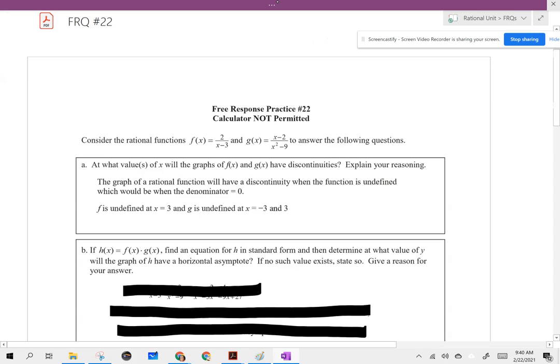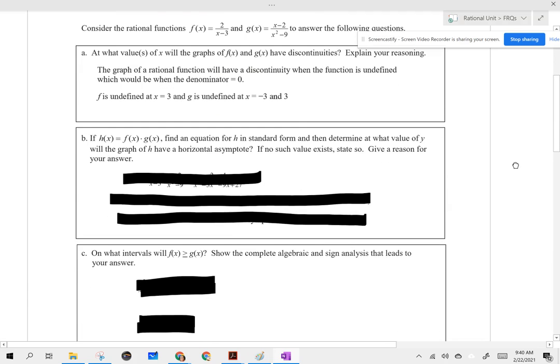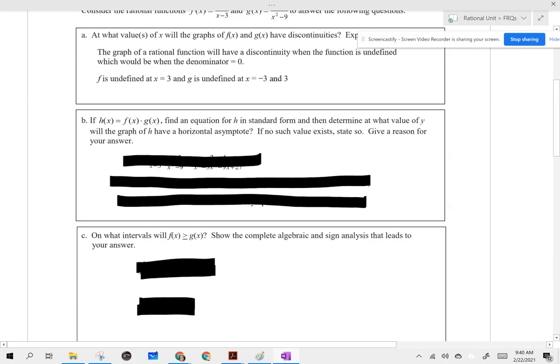Let's take a look at B. If h of x is equal to f of x times g of x, find an equation for h in standard form and then determine at what value of y the graph of h will have a horizontal asymptote. If no such value exists, state so. Give a reason for your answer.